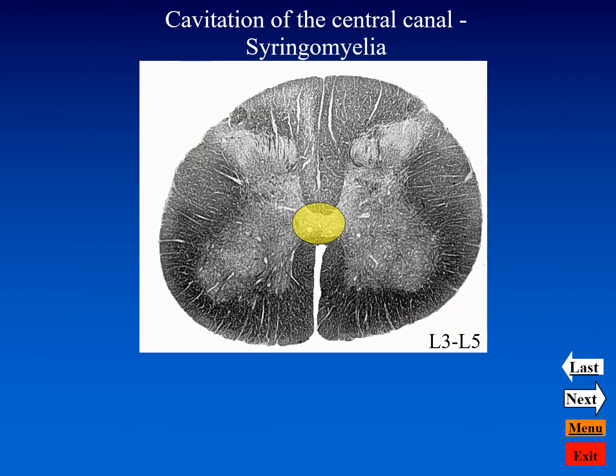This condition is called cavitation of the central canal of the spinal cord. Specifically, it's called syringomyelia, and that starts out as a small cavitation, and it can eventually expand into a much greater area. Initially, this is what one experiences, and what would be the impact of that.